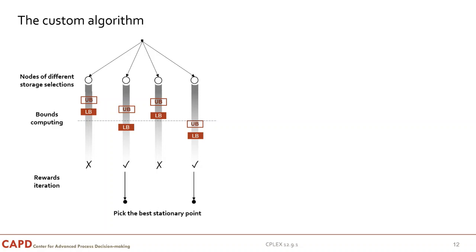And now a closer look at the custom algorithm, or a more graphical look. We have the nodes of different storage selections, and we solve the bounds of each node with a lower bound and upper bound MILP model. Now we can see that these 2 nodes are actually pruned by this node, because the upper bound of this node is lower than the lower bound of them. So now we only have these 2 valid nodes, and we're going to do rewards iteration for them and pick the best stationary point between them.